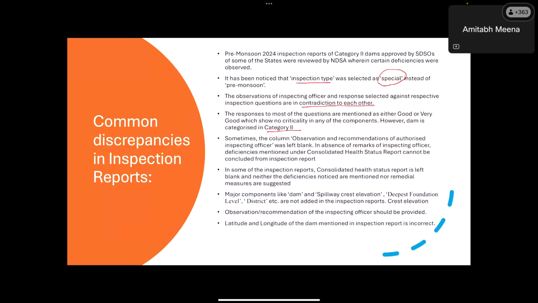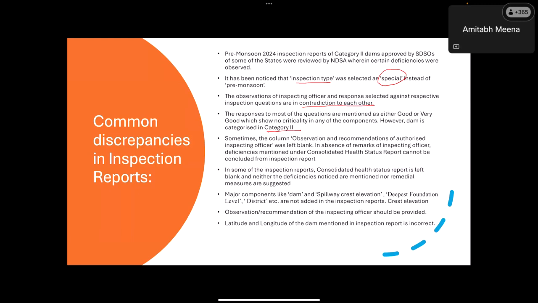Sometimes the column for observations and recommendations of the authorized inspecting officer is left blank. It is always recommended to mention some remarks, observations and recommendations of the authorized inspecting officer, so that the higher-ups, if they see the inspection report, can understand why you are choosing a particular response. In the absence of remarks of the inspecting officer, deficiencies mentioned under the consolidated health status report cannot be concluded from the inspection report.